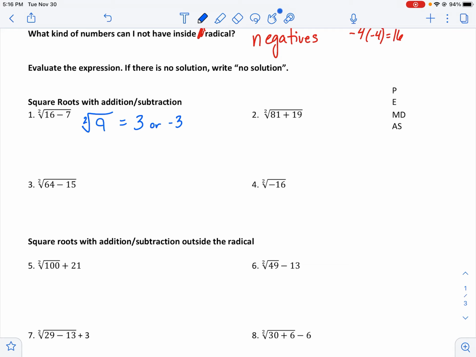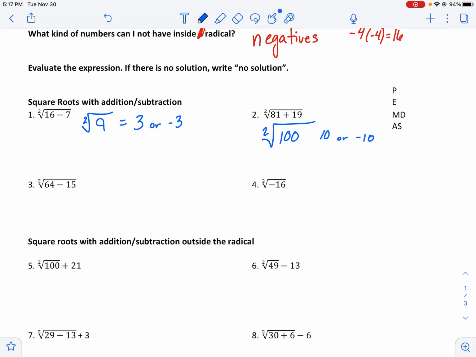Or on number 2, I would add those two up, and get the square root of 100. And I'm going to get 2 answers again. So what number times itself gets you a positive 100? Well, 10 times 10 gets you a positive 100. So does negative 10 times negative 10. Negative 10 squared would get you a positive 100.